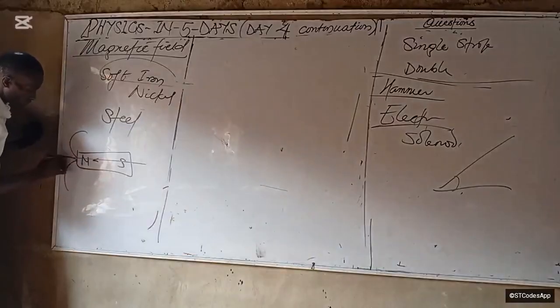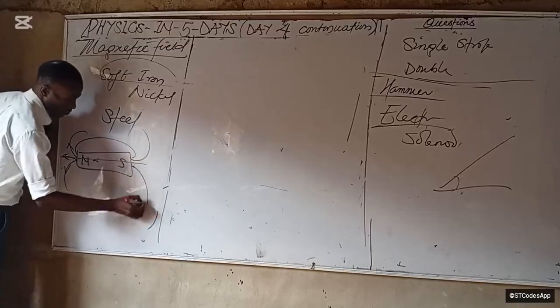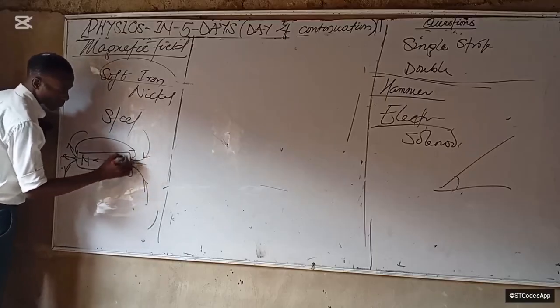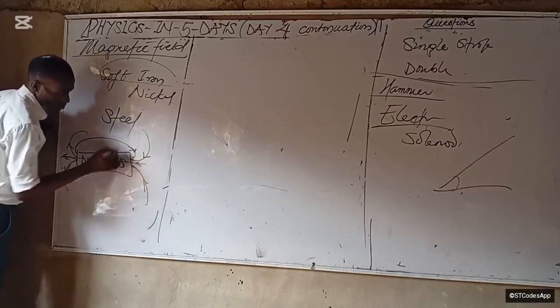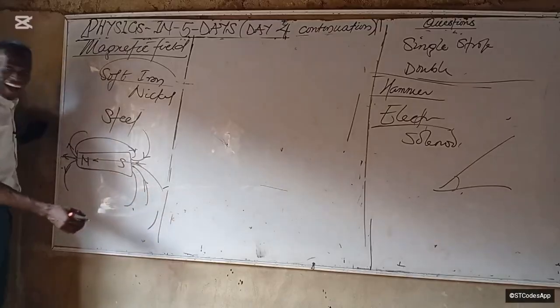The angle between them is called angle of inclination. Then the angle between that same line and the horizontal axis is going to be called angle of dip. Angle of dip.